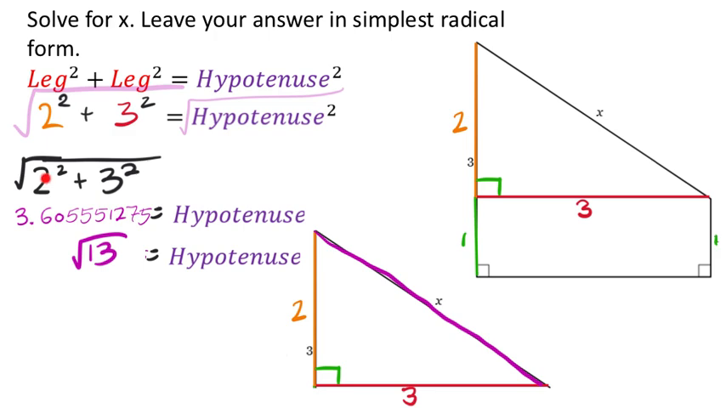Pretty much, all you do is take 2 to the power of 2, which is 4, 3 to the power of 2, which is 9, and 4 plus 9 is 13. So if you need to show that work, that's fine. 13 is prime, so this cannot be simplified any further, so there's no need to worry about the simplified radical form business. We have that hypotenuse, which, if you wanted to show that as x, you could as well. But the square root of 13 is what we're looking for on this one.